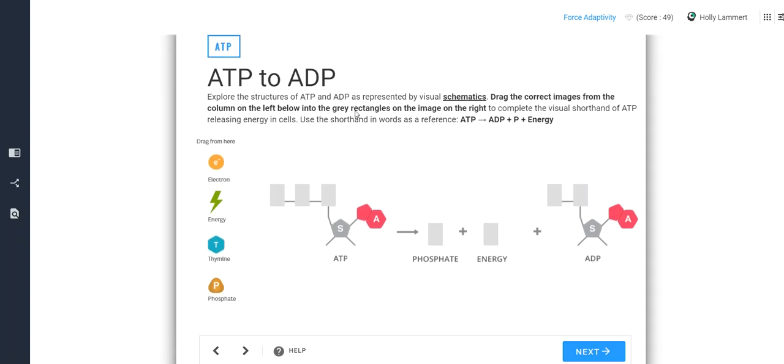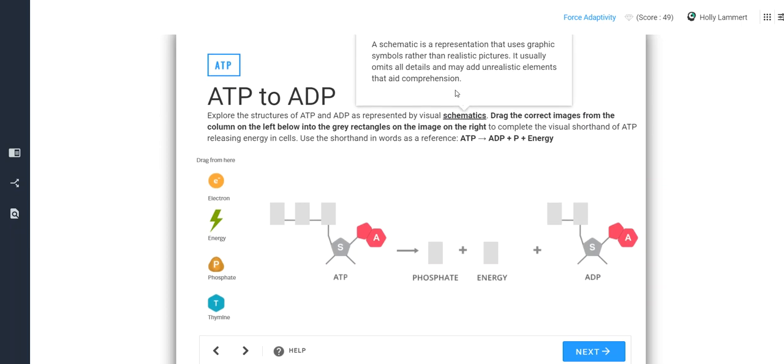All right, so now we're in this little simulation where we can understand this better visually. So here we go. We have three phosphates. Oh, let's read the directions first. Explore the structures of ATP and ADP as represented by visual schematics. We learned this word. It's a representation that uses graphic symbols rather than realistic pictures. It usually omits all details and may add unrealistic elements that aid in comprehension. So here, this is a super simplified way of understanding ATP to ADP.